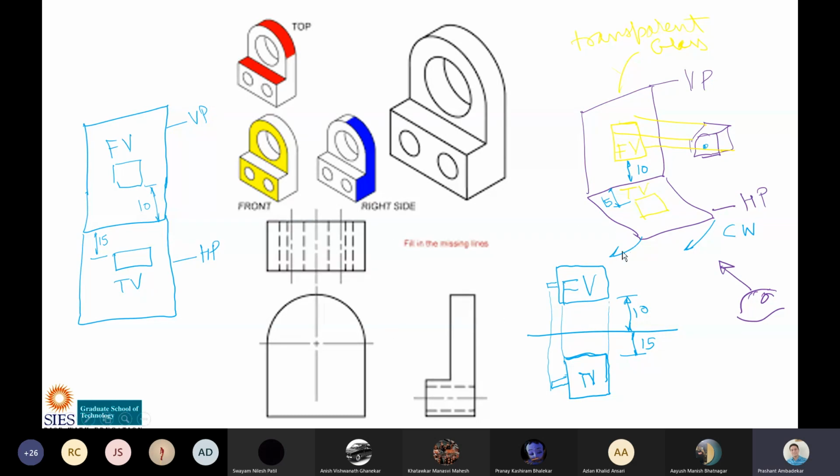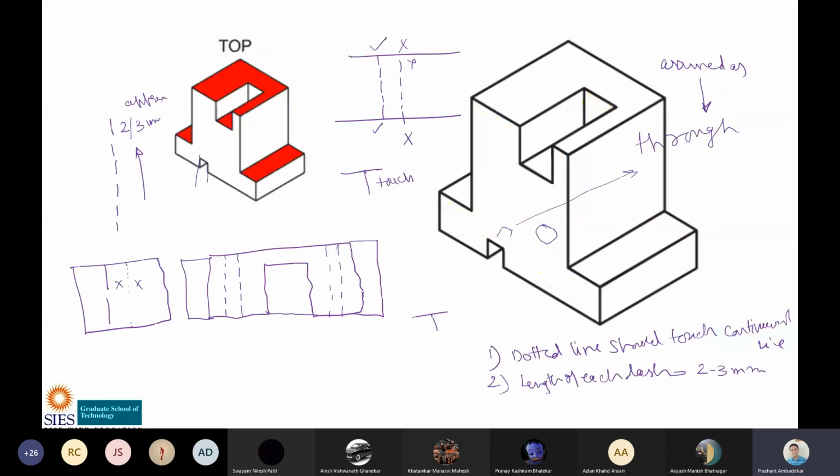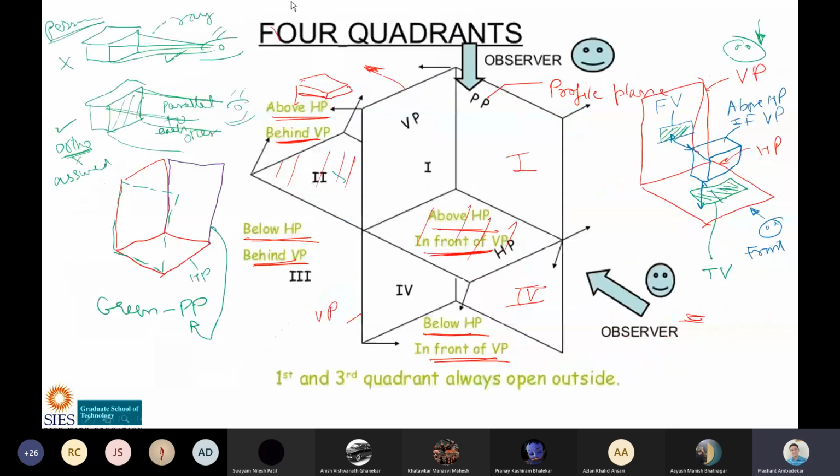And why is this rotated? This is rotated so that we will be able to draw the views like this. Now front view, top view is drawn. Where will we draw side view? Side view is always drawn adjacent to the front view. Because see, this is the profile plane. Here we have drawn front view. Here we have drawn top view, and then we have rotated this plane.